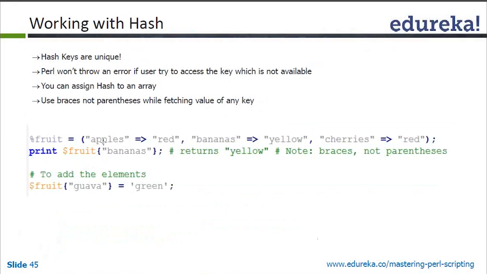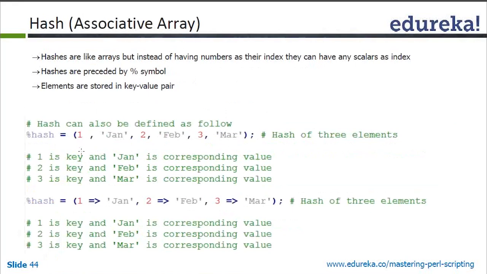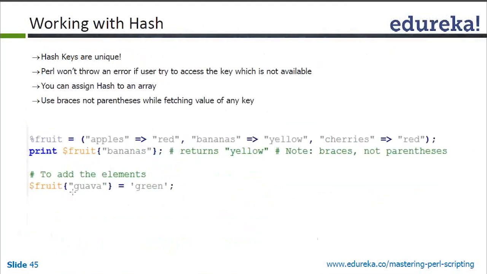So it can be an integer. In the previous slides you can see we are not putting quotes on one because it is already a scalar and not a string. But when it is a string, we have to put quotes, single or double. This apples means red, bananas means yellow. So you put this in quotes, and this is your key, and this is a unique key.